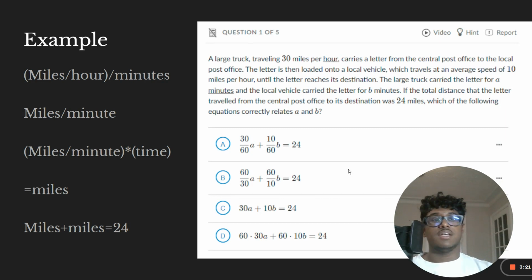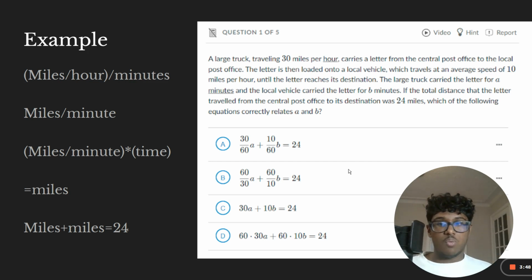Basically, this equation here, I got this from Khan Academy, but the truck is traveling at 30 miles. So we associate miles with the large truck at 30 with A, and we associate 10 with B, right? But it's in minutes, and we're given miles per hour. So first, let's convert to miles per minute. How we do that is we take miles per hour, and then we convert that hour into 60 minutes. By dividing by 60 minutes, we're going to get miles per minute, right?